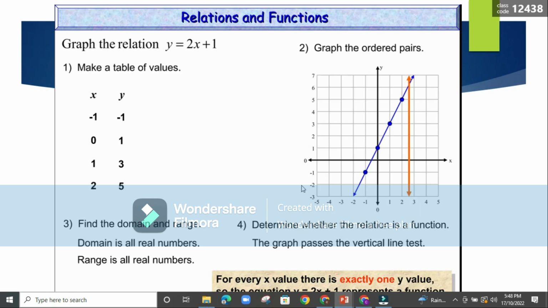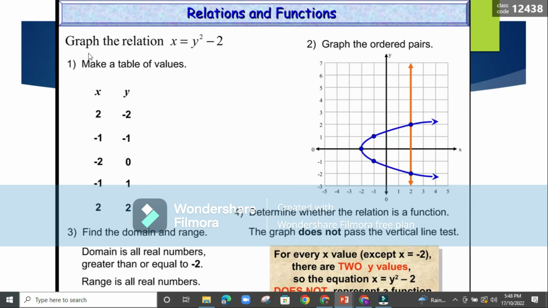Okay, let's continue. How about this one? Graph the relation x is equal to y squared minus 2. So the same procedure, we can actually choose x values of 2, negative 1, negative 2, negative 1, 2. Then y values we're going to solve. If x is 2, what is our y? So we're going to just simply substitute the values here. Y would be negative 2, negative 1, 0, 1, and 2.